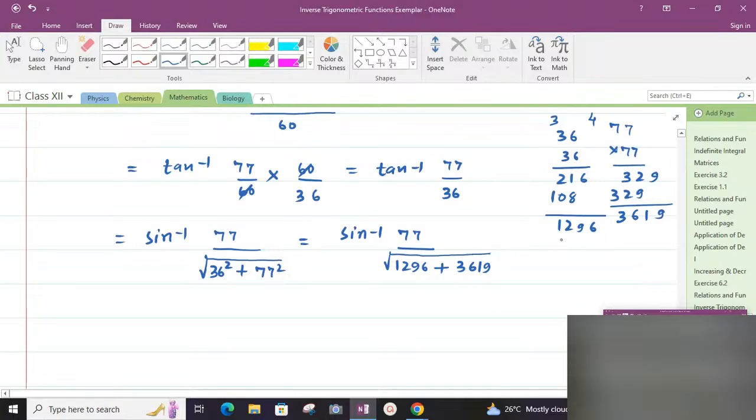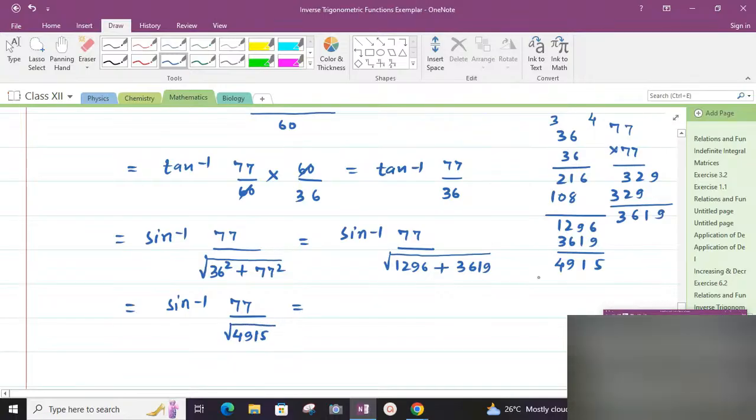Now we add this one, then we get here 3, 6, 1, 9 equal to here will be 5, 1, 9 and this one is the 49. So the next step will be sine inverse 77 by 4915.